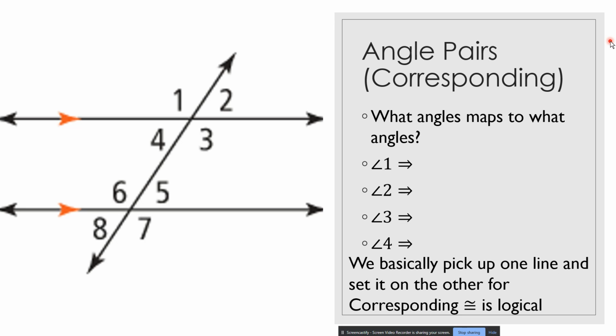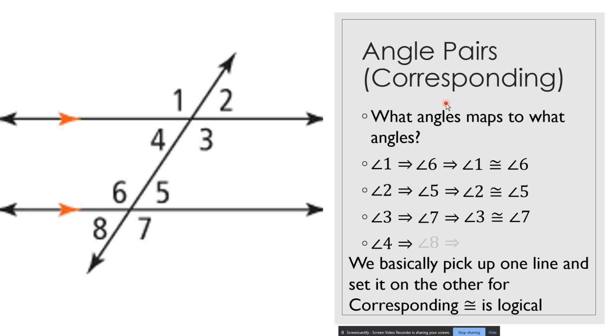Another way you can see it is like this: 1 is in this corner, this 6 is in this corner. They share the same corner. The 2 and the 5, the 4 and the 8, the 3 and the 7. So we say that basically 1 goes to 6, which means 1 is congruent to 6. 2 goes to 5, 2 is congruent to 5. 3 just goes to 7, and 4 goes to 8. We just covered that, so it should make a little more sense at this point. All right.